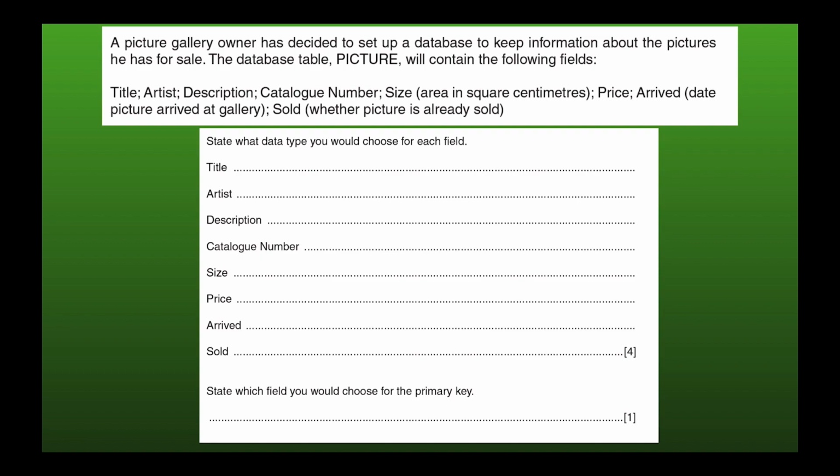So first of all is the title, and both the title, the artist, and the description are going to be text fields because they are alphanumeric. You could potentially use memo. If you don't know what memo is, it's just a larger amount of text that is allowed, because in a database we set the field length in order to reduce the size of the database file. But if you don't know memo, don't worry, it's just a larger size.